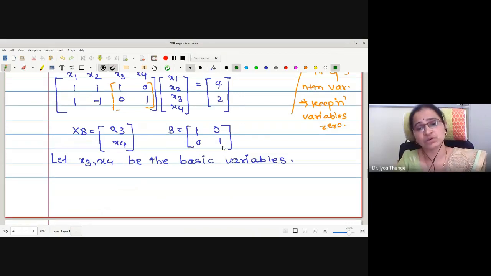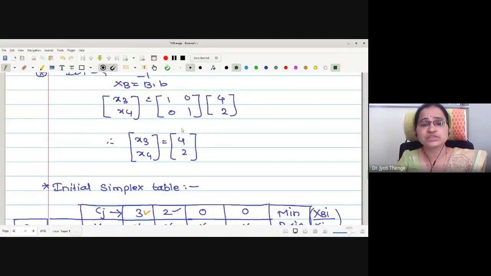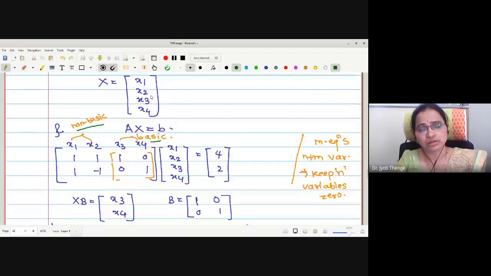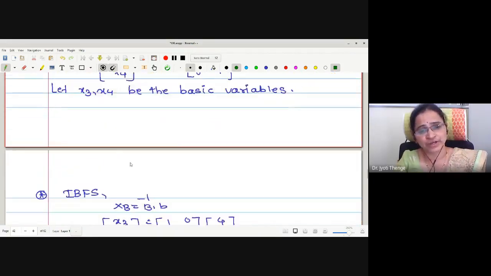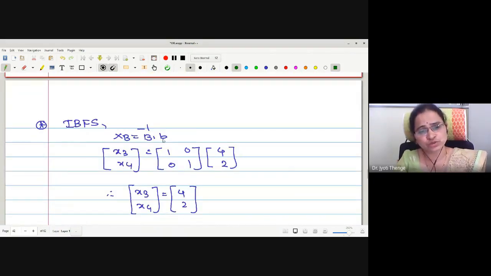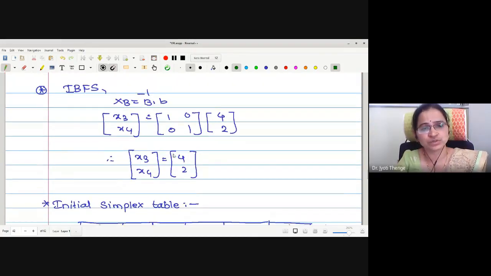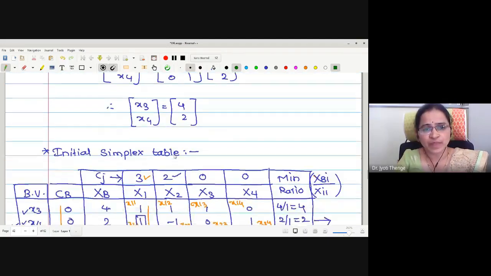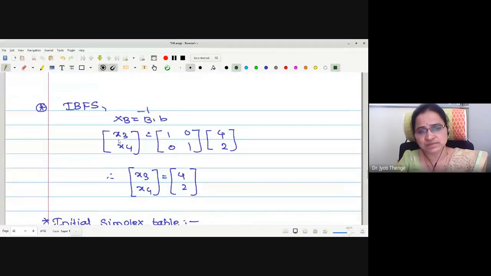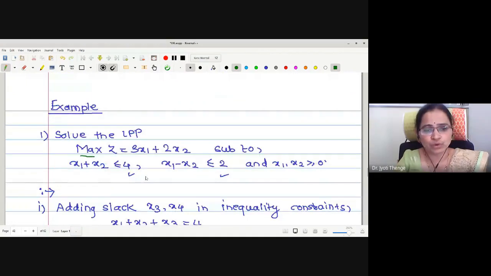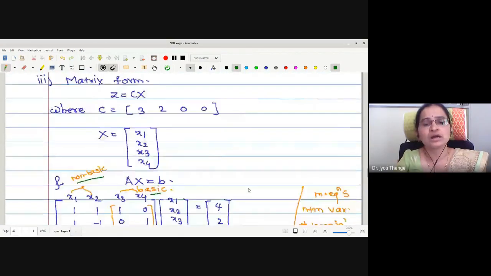Note, everywhere we are going to select the identity. Why? Because it will help me to write the initial basic feasible solution easily. Otherwise, if you choose some other columns, other variables as basic, you have to find the inverse also. Just to reduce this step, we select basic variables as the variables constituting the identity matrix. Therefore, the initial basic feasible solution for the first stage is nothing but the right hand side constants. 4 and 2 are the right hand side constants of the constraints.